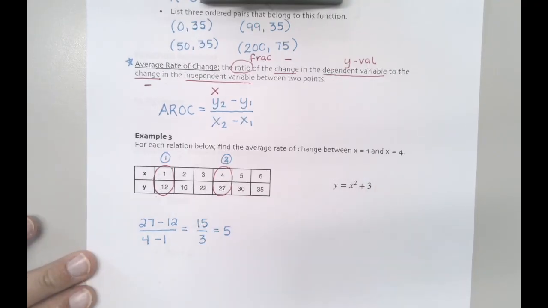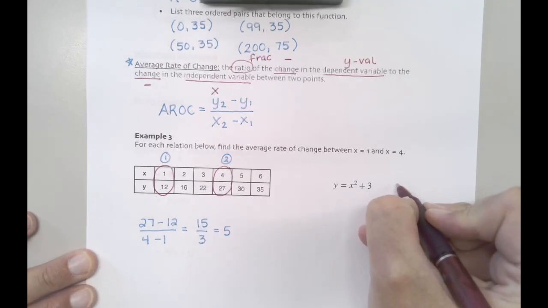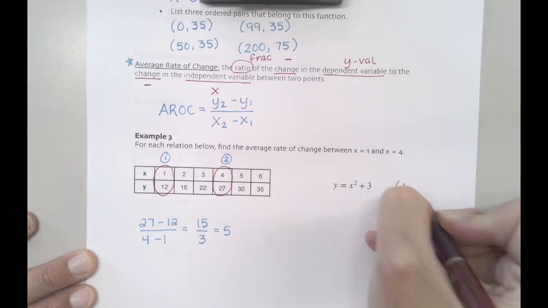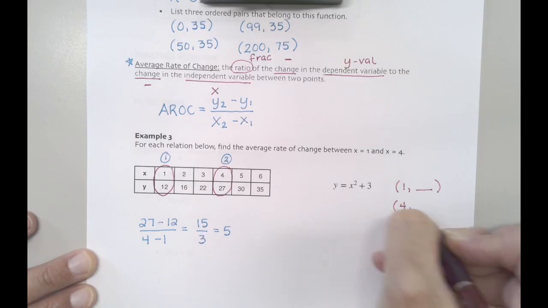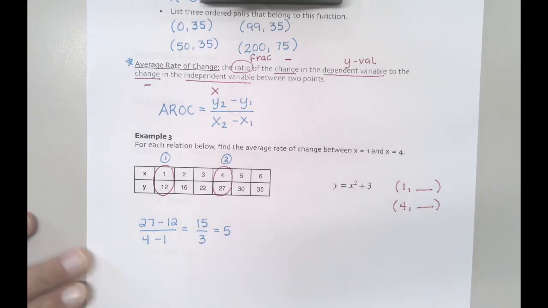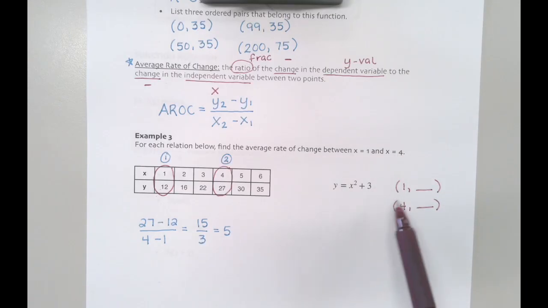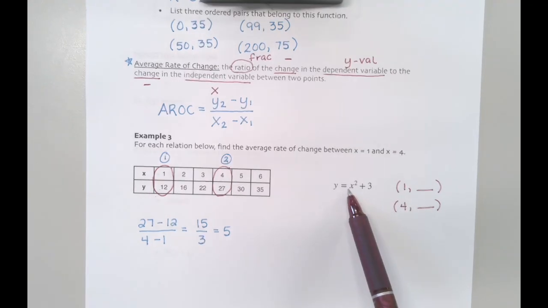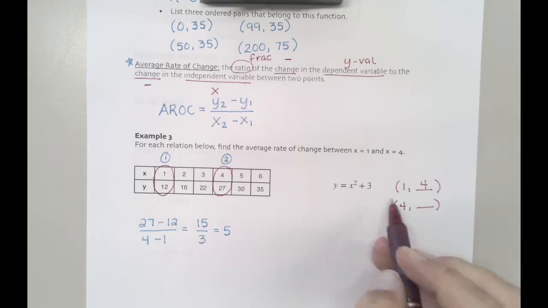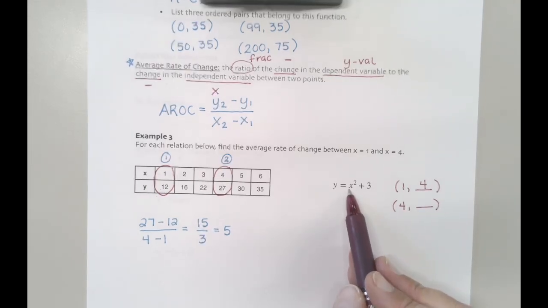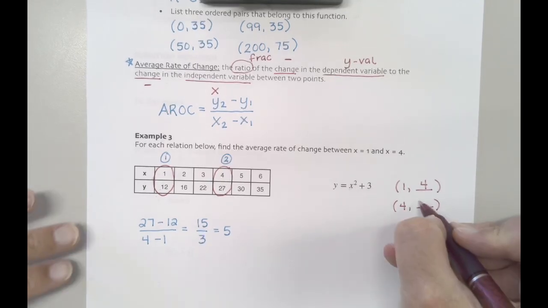I know my x values, but I need the y values that go with them. So I know it's 1 comma something and 4 comma something. But I'm going to have to use the equation to get what those y values should be. So if I plug 1 in here, 1 squared is 1 plus 3 is 4. And then if I plug 4 in here, 4 squared is 16 plus 3 is 19.